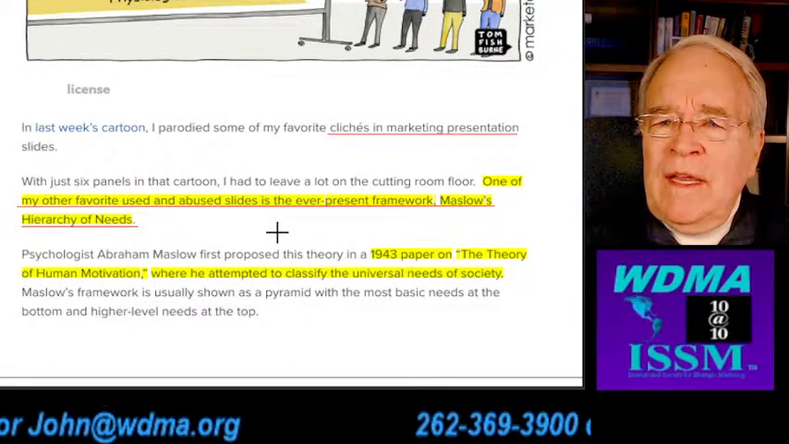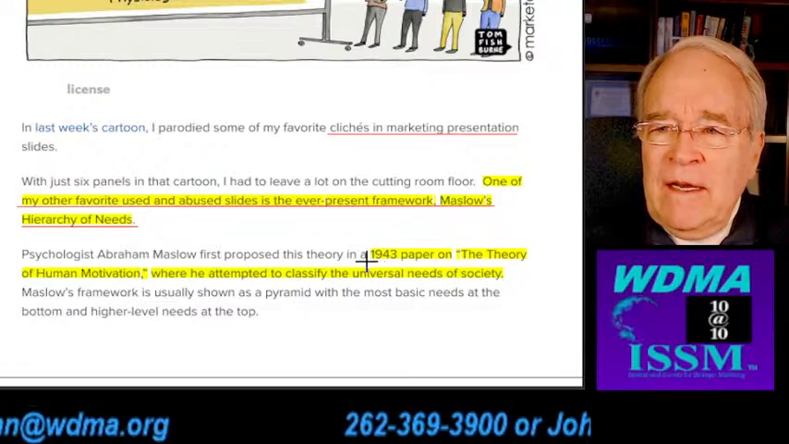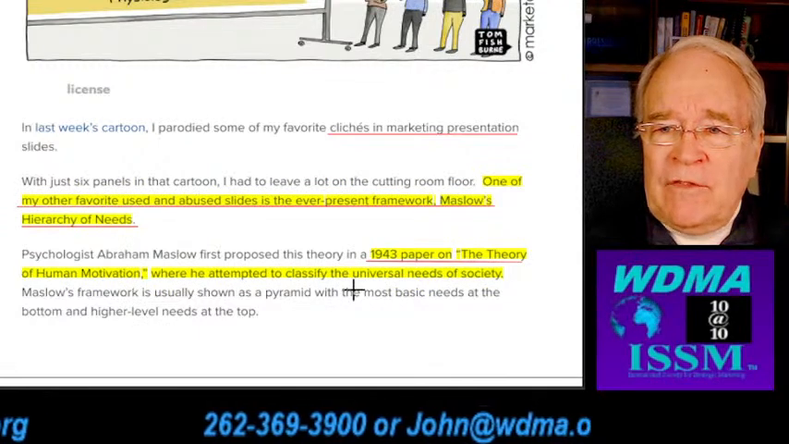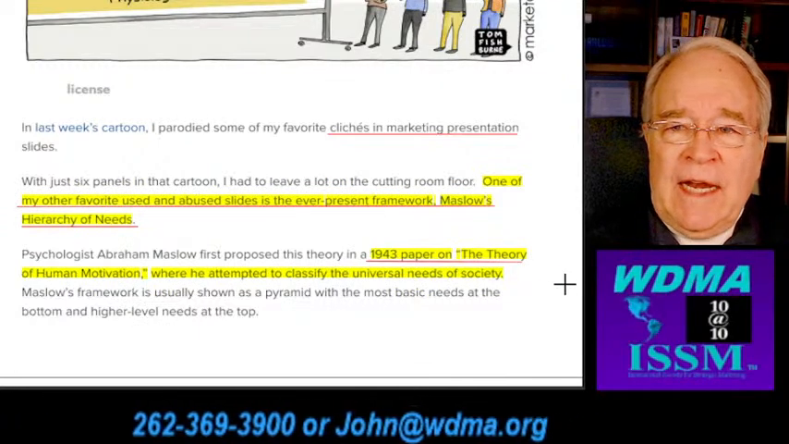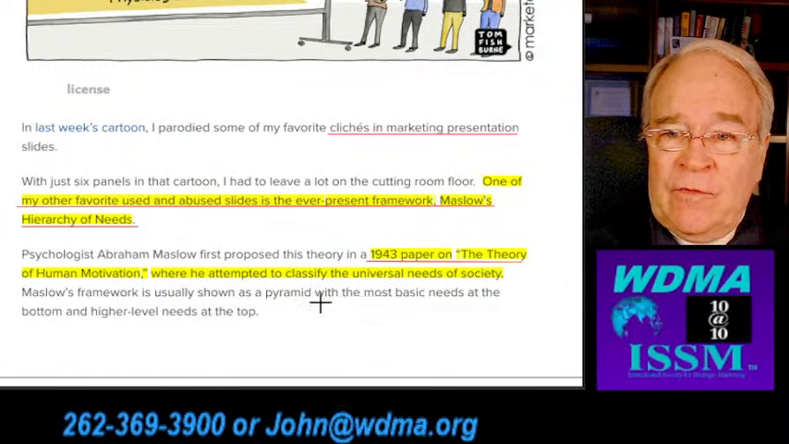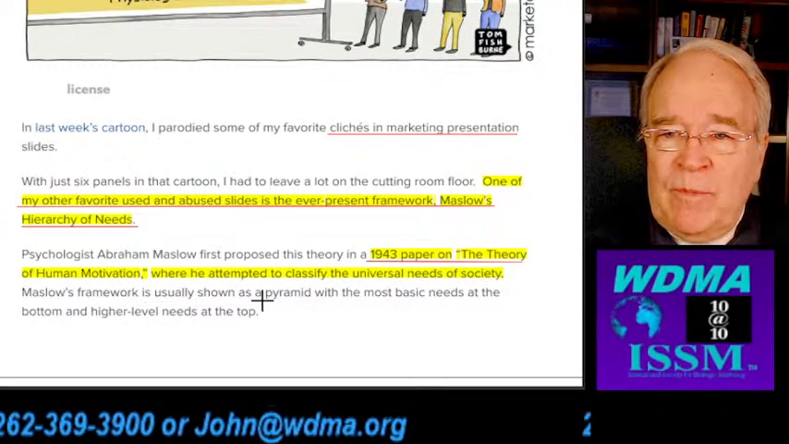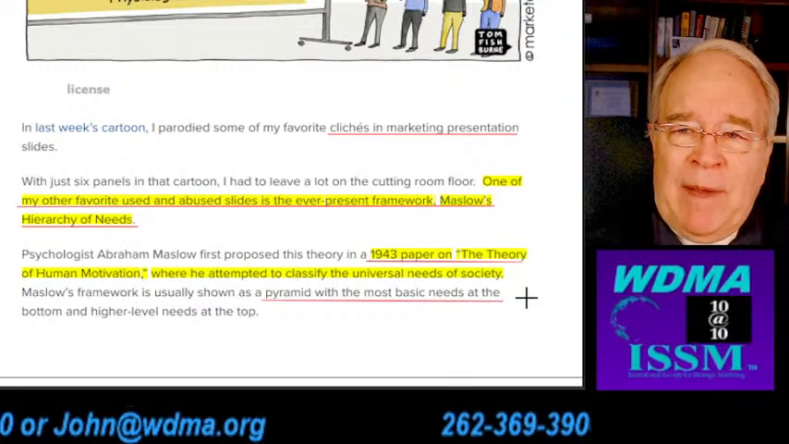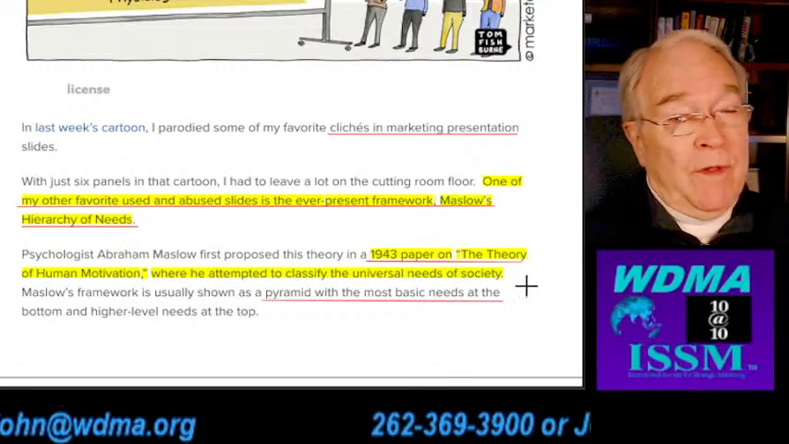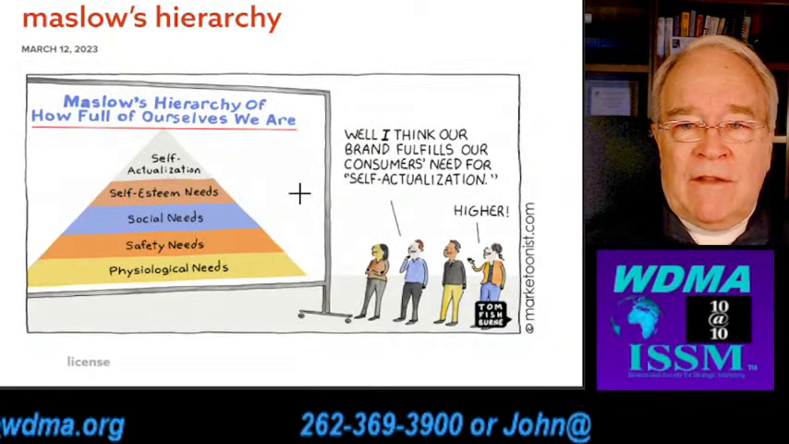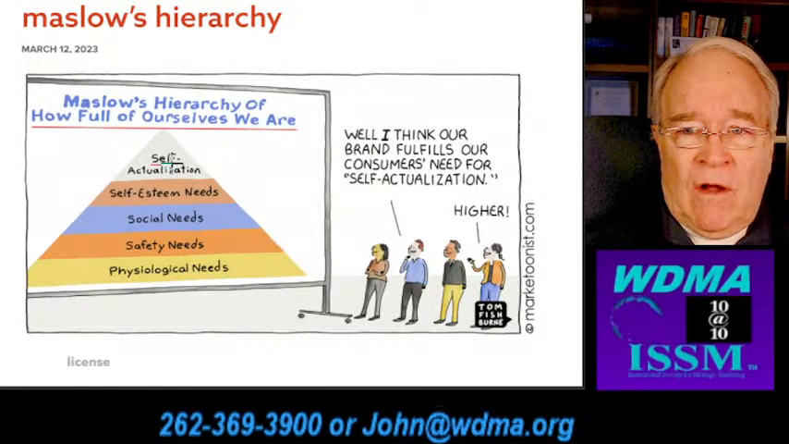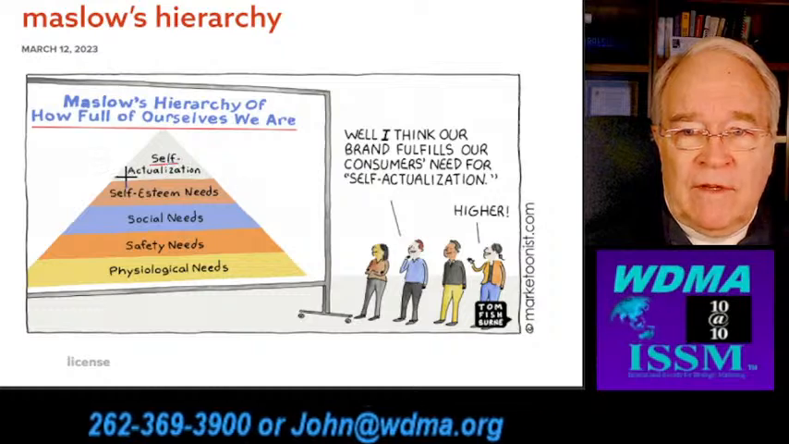In 1943, he wrote a paper called The Theory of Human Motivation, where he attempted to classify the universal needs of society. His framework is shown as a pyramid with the most basic needs at the bottom and the higher level needs at the top. My biggest issue with it is that somehow you can't get to the top of the pyramid without having all those other things in place.